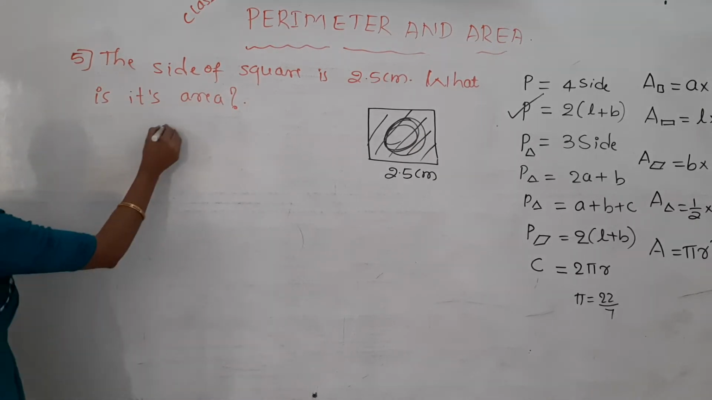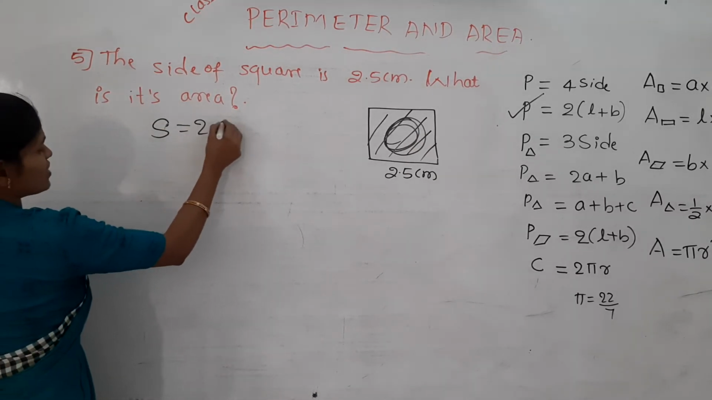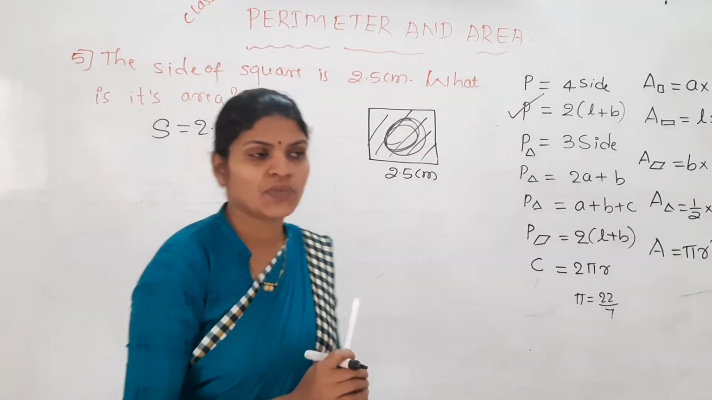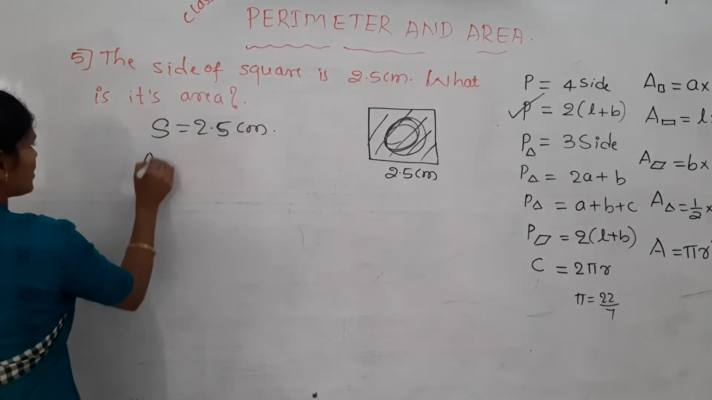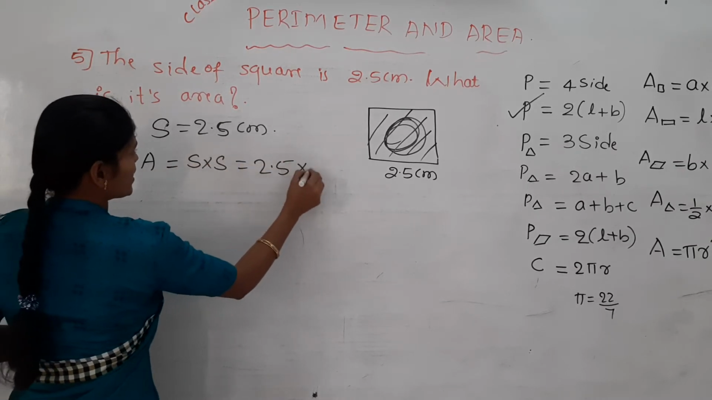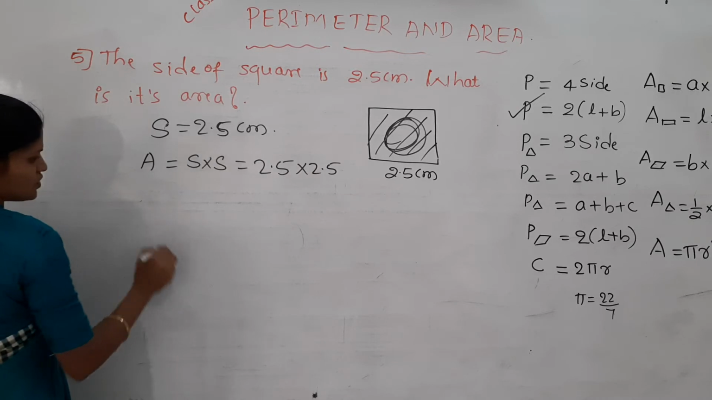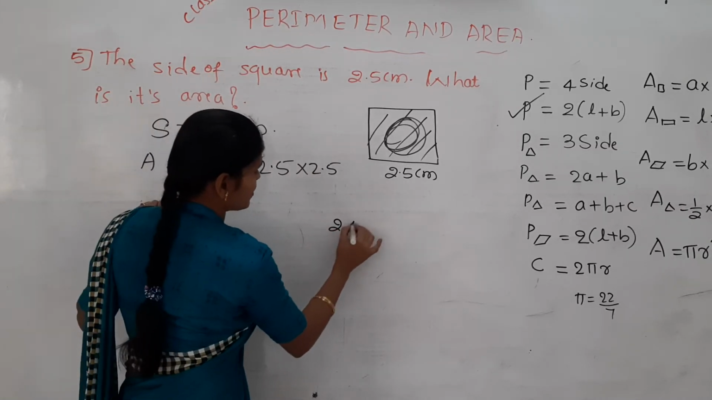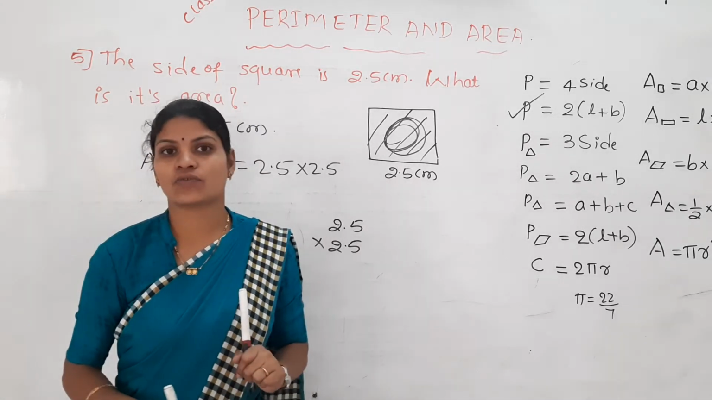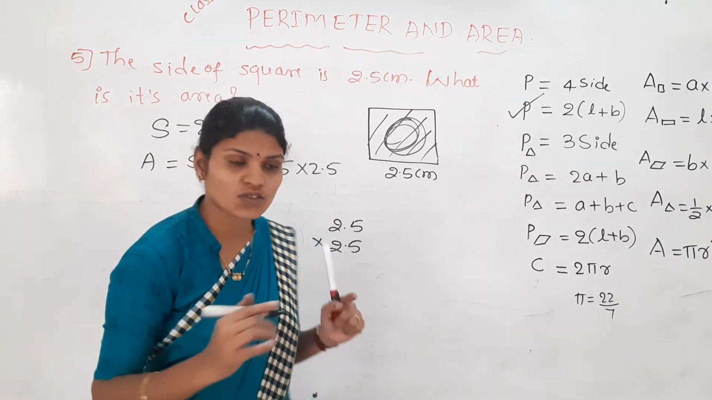Okay. The side we are given is 2.5 centimeter. Then what is the formula to find the area of the square? It is side into side. Area of the square is side into side. How much? 2.5 into 2.5. So just multiply 2.5 by 2.5. Otherwise, 25 squared is what? 625.